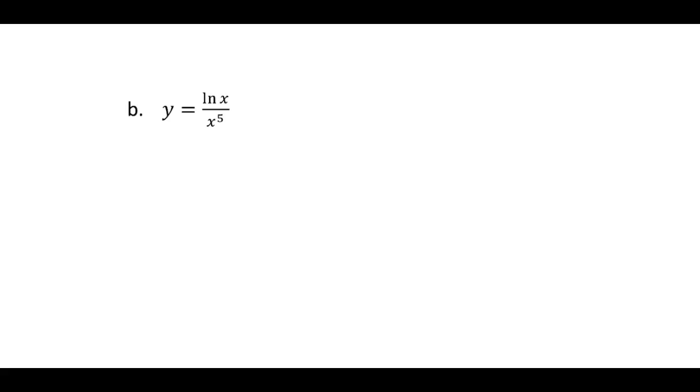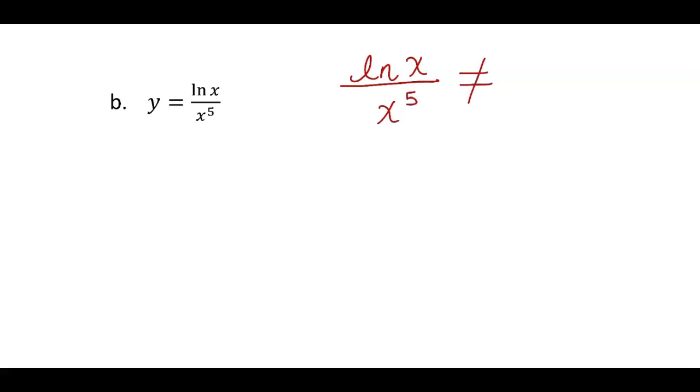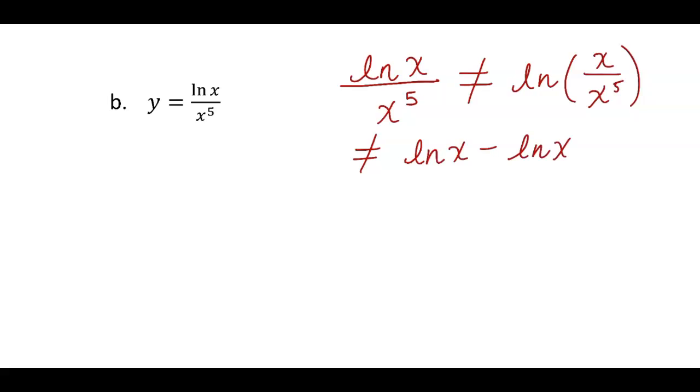Now this one is different. Now look, natural log of x divided by x to the 5th power is not the same thing as natural log of x divided by natural log of x to the 5th power. Okay, they are not the same thing. The numerator function is natural log of x. The denominator function is x to the 5th power. So I cannot say this is the same thing as natural log of x minus natural log of x to the 5th, because x to the 5th power is not in the natural log.